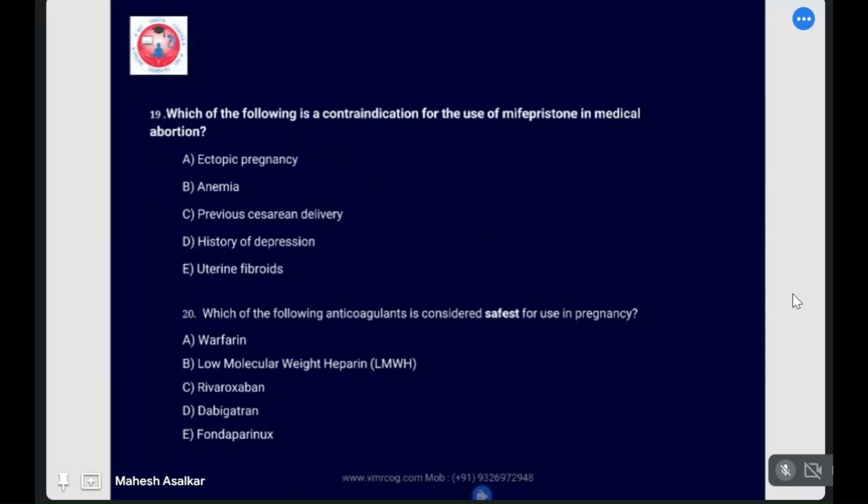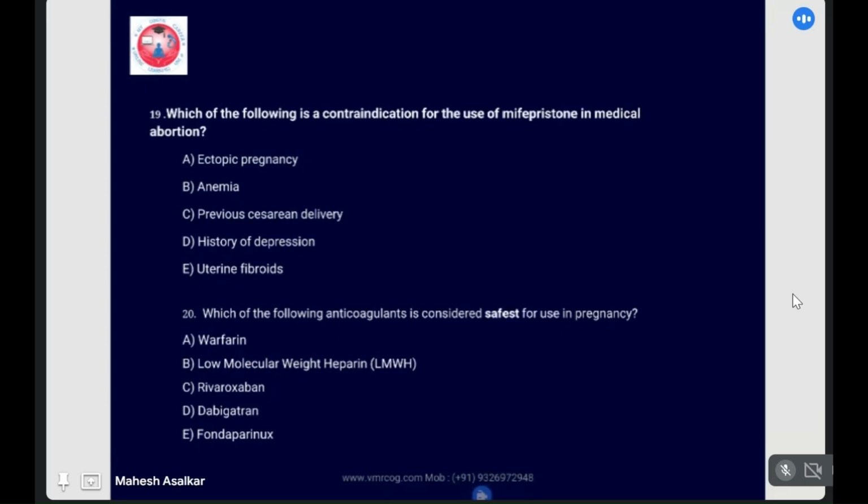Yes, sir. Which of the following is a contraindication for the use of mifepristone in medical abortion? Ectopic pregnancy, anemia, previous cesarean delivery, history of depression, and uterine fibroids. I think it is previous cesarean delivery. And mifepristone, ectopic, I'm not sure. Okay, go ahead with the next question.